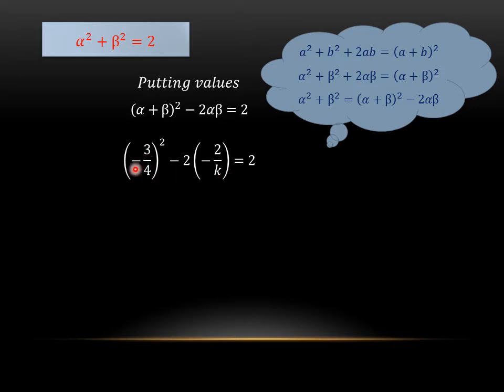Opening the square, we have to take the square of minus, 3 and 4. We have to take the square of all the three terms. The square of minus is always plus. 3 3 times is 9 and 4 4 times is 16. So it would be 9 over 16, minus minus plus, 2 into 2 is 4, and k will remain in the denominator, then equals 2.